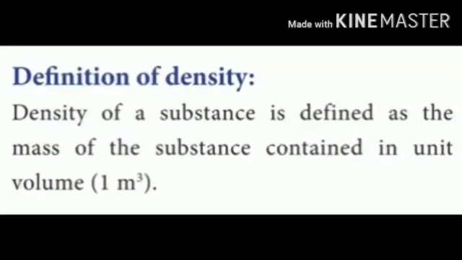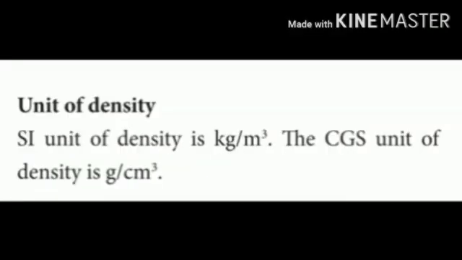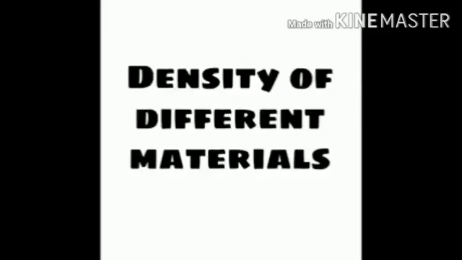Definition of density. Density of a substance is defined as the mass of the substance contained in unit volume. If the mass of a substance is m, and volume is v, the formula for density equals mass by volume. Therefore, D equals m by v. Then the SI unit of density is kg per meter cube. The CGS unit of density is g per centimeter cube.